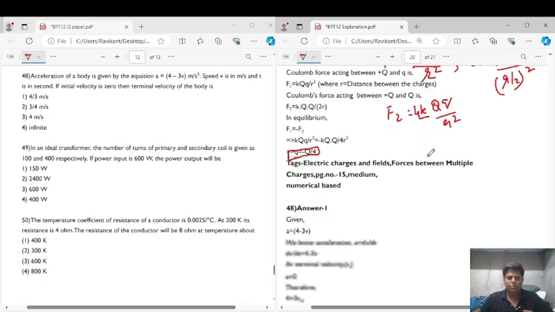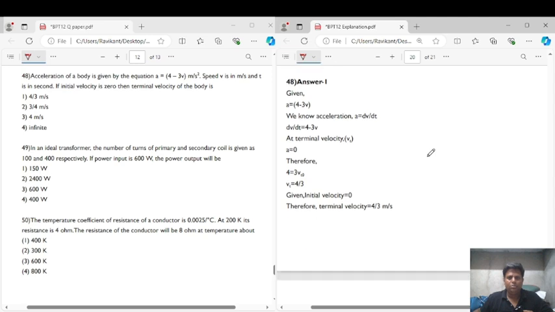Now let's get into question number 48. Question number 48 says that the acceleration of the body is given by the equation 4 minus 3v meter per second square, where v is in meter per second and t is in seconds. If initial velocity is 0, then terminal velocity of the body is? The terminal velocity means the final velocity. So acceleration is equal to 4 minus 3v.